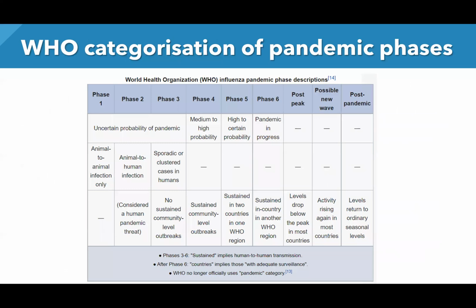So we're going to look a bit now at how categorization of pandemic phases occurs, and this is the way in which the World Health Organization, or the WHO, categorizes pandemics. So here we have a table showing the different phases of the influenza pandemic and the descriptions of the phase. During the first three phases, this is where animal-to-animal infection occurs, and then animal-to-human infection, and then clustered cases in humans. And at this point, there's an uncertain probability of a pandemic.